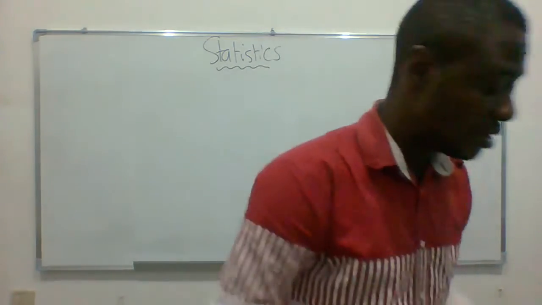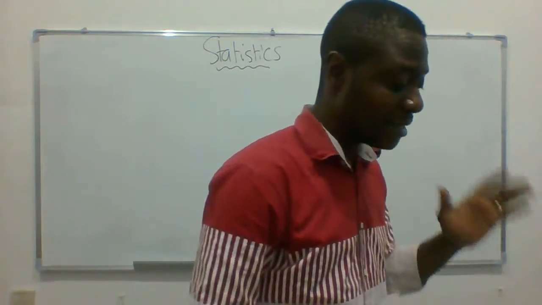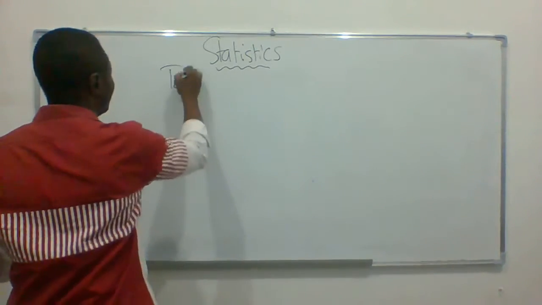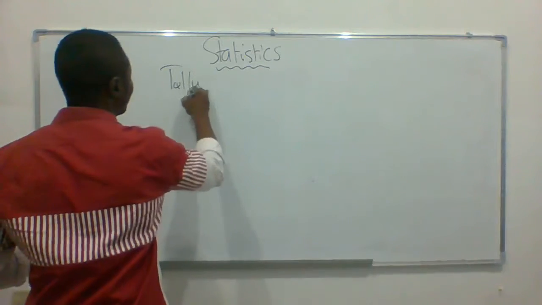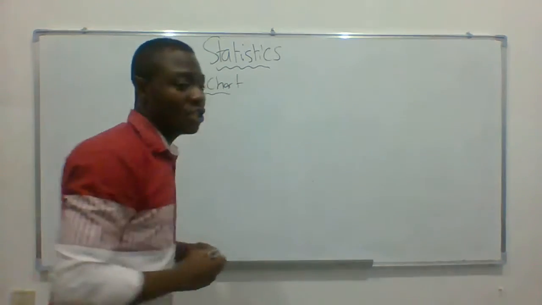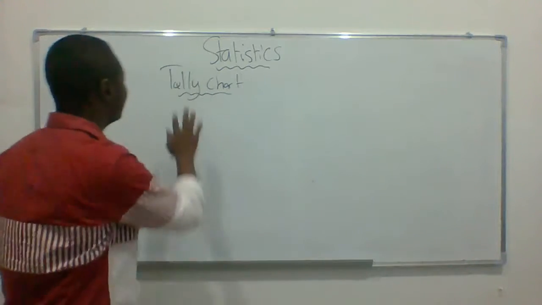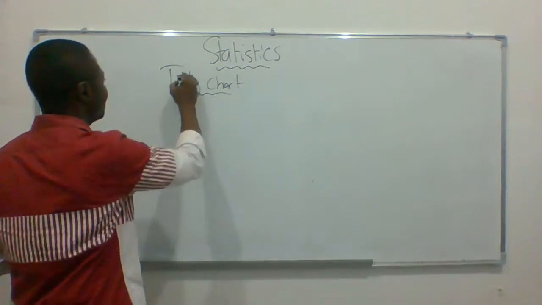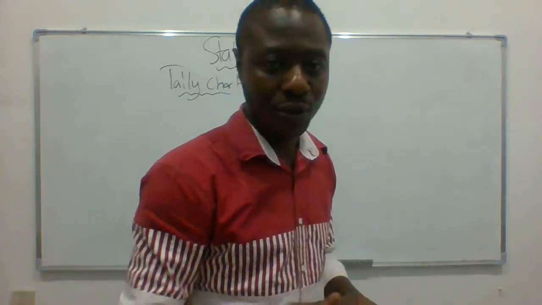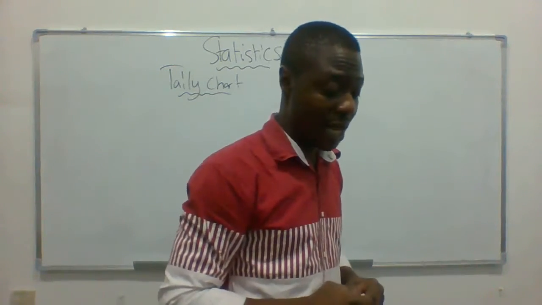So that's the first table that we need to learn. It's called the tally chart. So you're going to make the tally chart. The tally chart is the basis. It's the one thing that's going to help you represent the data in the other ways.